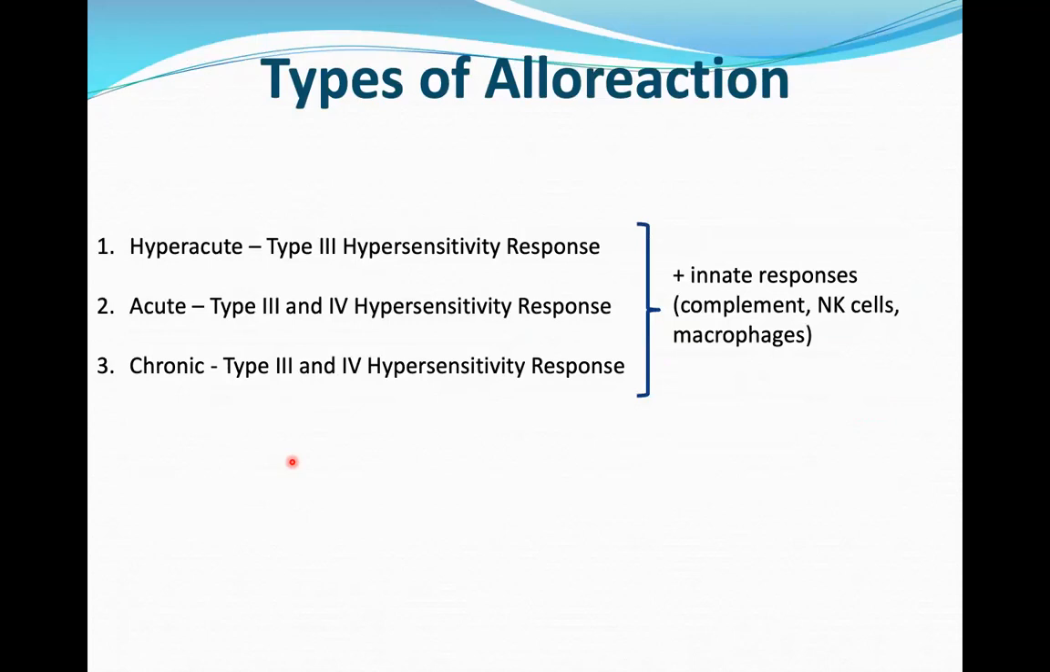Now, finally, there are different types of rejection mechanisms, and for this, you need to recall the lecture I gave you about the different types of hypersensitivity reaction, in particular type 2, type 3, and type 4. So we have hyperacute reaction, acute and chronic rejection. Hyperacute is predominantly a type 3 hypersensitivity reaction, which involves antigen antibody complex. Right?